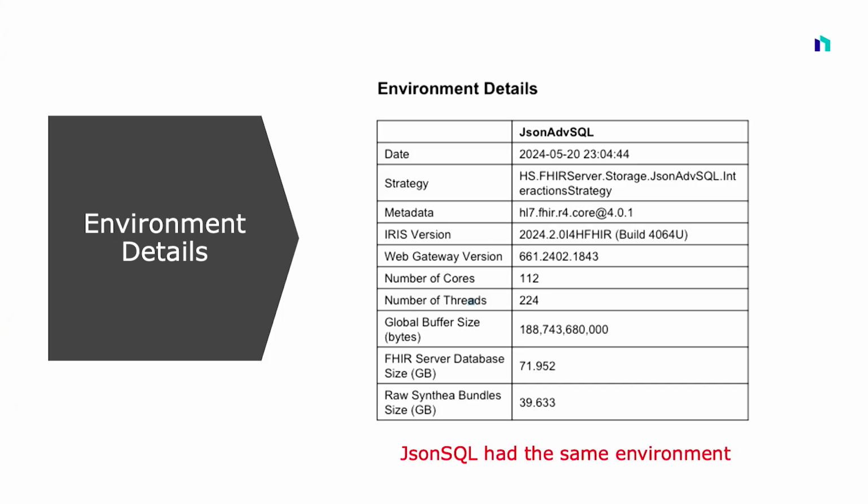Here is our environment currently. We have two different environments, JSON SQL and JSON Advanced SQL, that I'll explain in a second. They're using about 112 cores with 224 threads. You can see our FHIR server database is about 72 gigabytes.